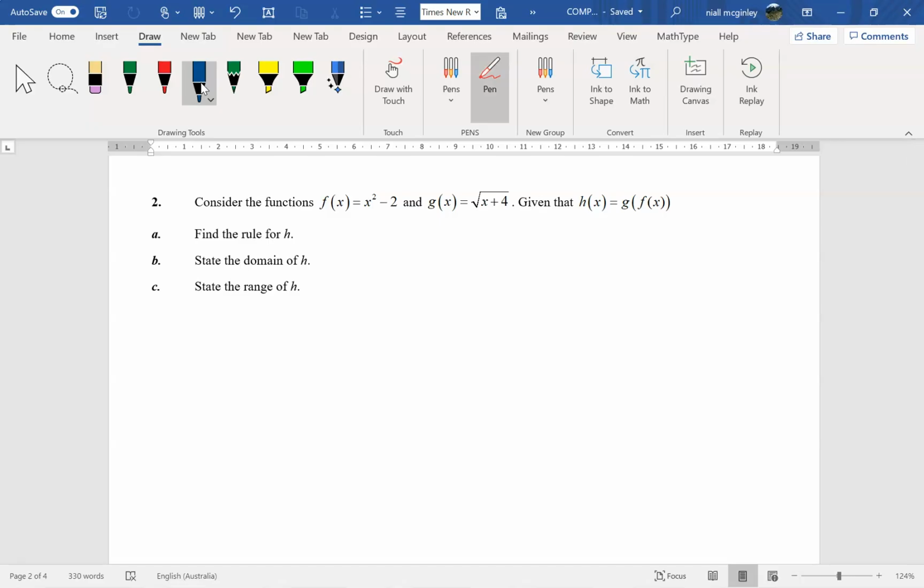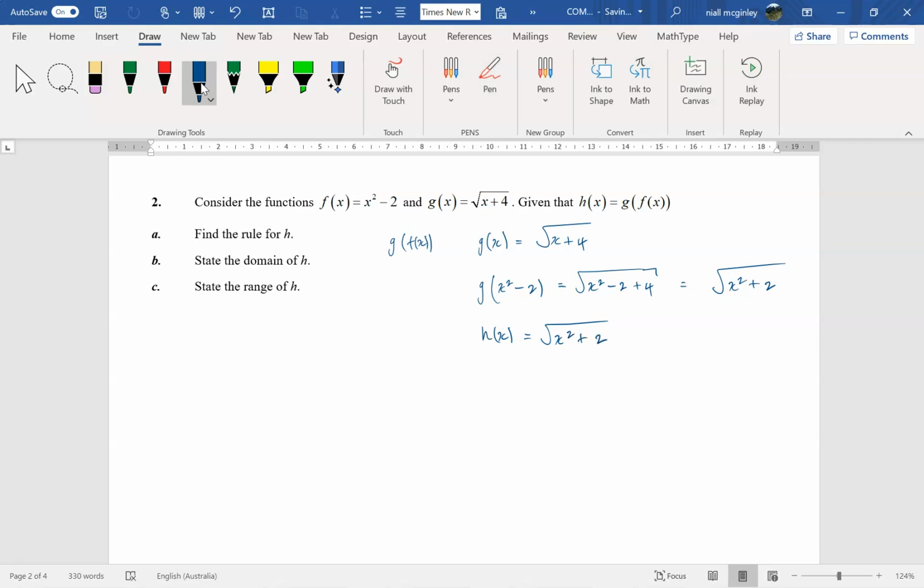So we've got h of x is g of f of x. We know that g of x is the square root of x plus 4. So g of f of x is going to be g of x squared minus 2. We're replacing the x with x squared minus 2, so x squared minus 2 and then plus 4. To simplify that, it's going to be the square root of x squared plus 2. So h of x is going to be that function.